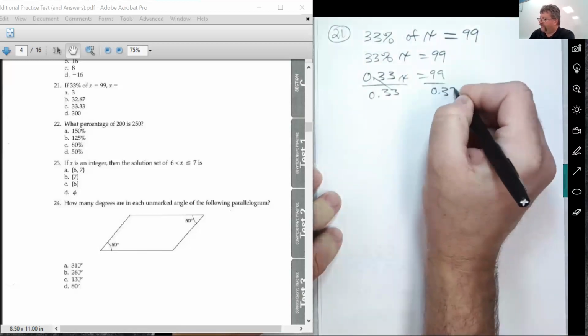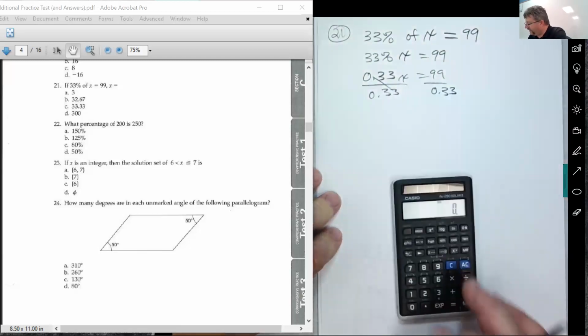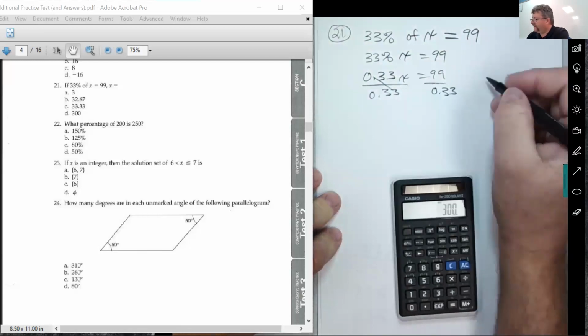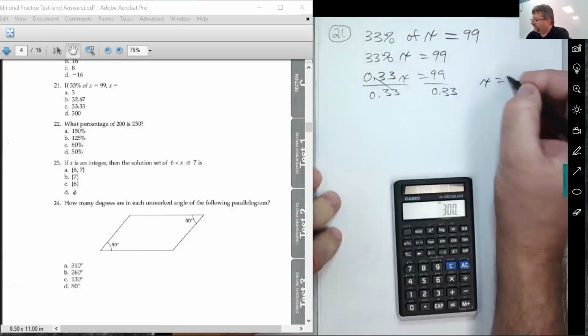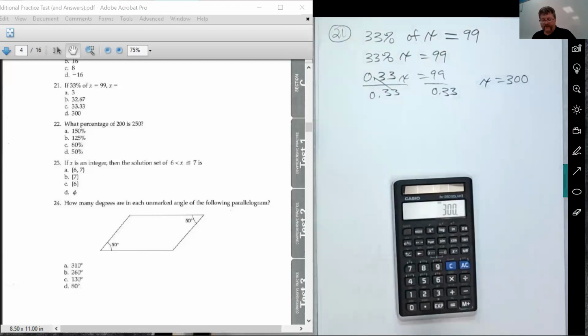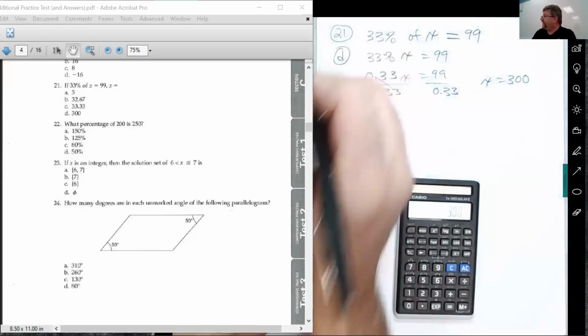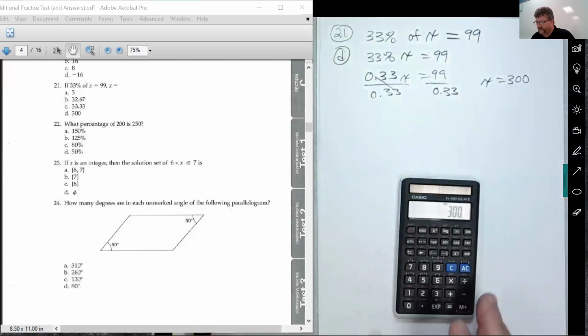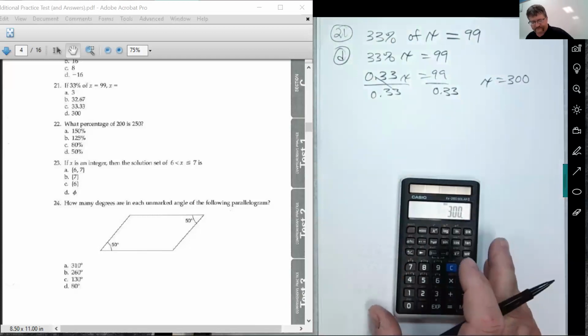Divide by 0.33 on each side. And what do we get there? 99 divided by 0.33 equals 300. So x equals 300. And if we scope out the possible choices there for 21, it looks like choice D is the winner. Okay? So that's how we do that one.